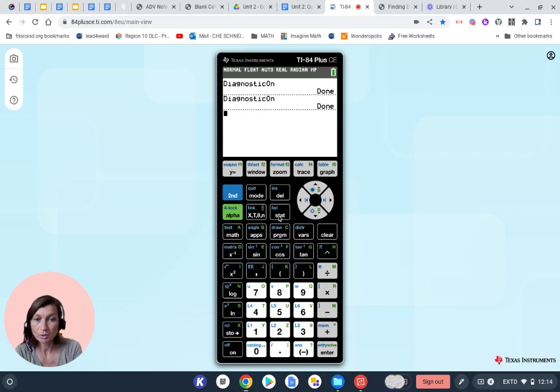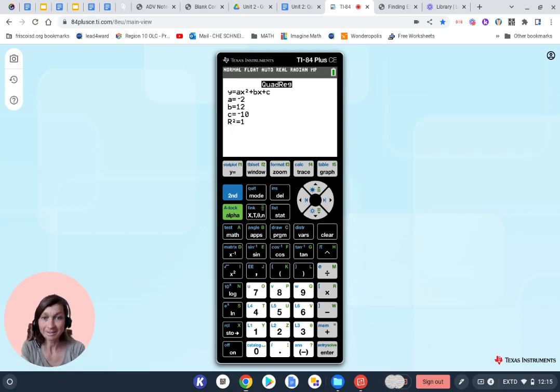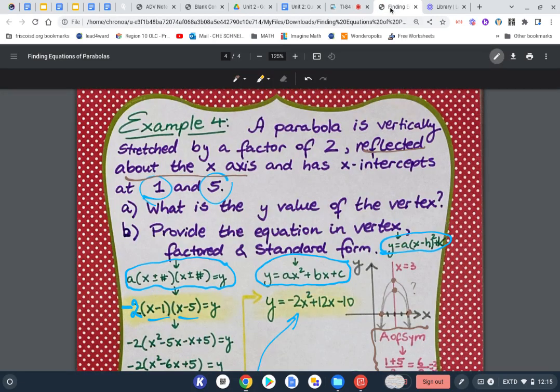Nothing's going to happen. Go to stat, because remember, you don't know what to do. Go to stat. Go to calculate again. Option 5. Oh, nothing changed. Maybe it did. Go to enter, enter, enter, calculate this time. Oh, the R is there. Look at that. And it's at 1, which means guaranteed great result for your standard form. It is indeed negative 2x squared plus 12x minus 10.